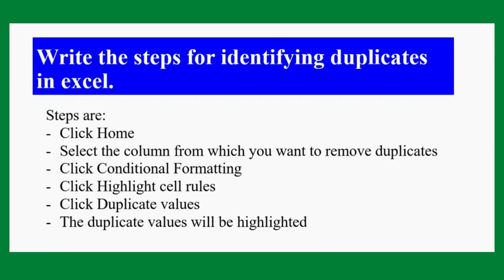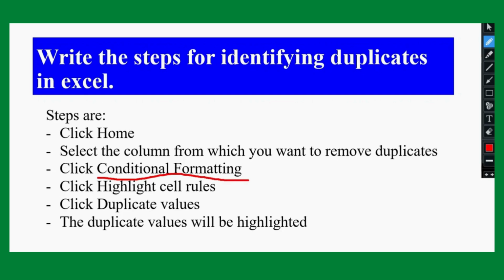So the steps for identifying duplicates are: click Home, then select the column in which you want to find duplicates, click the Conditional Formatting option, which is present in the Home menu only, and then click Highlight Cell Rules, click Duplicate Values, and finally the duplicate values will be highlighted.